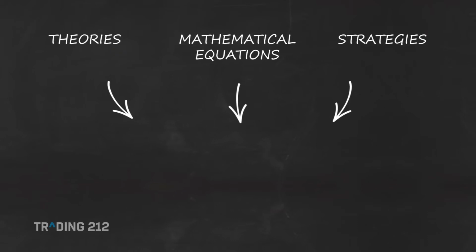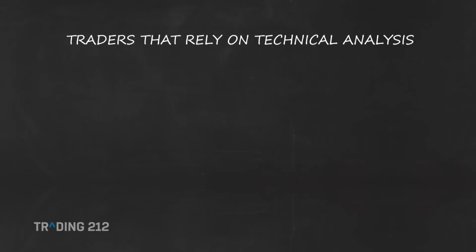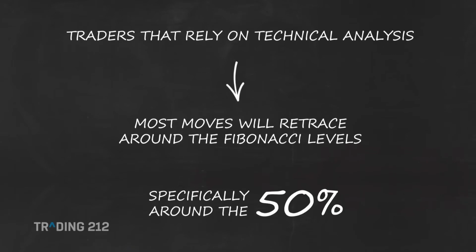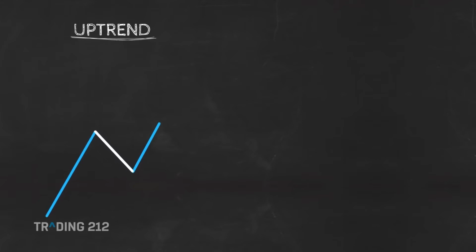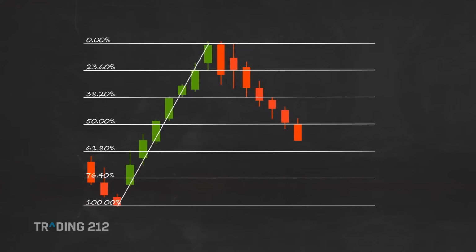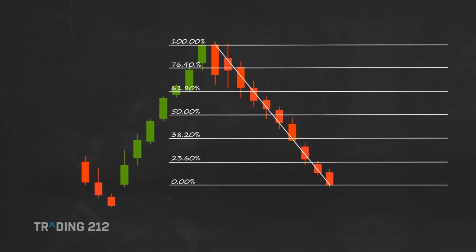There are many theories, mathematical equations, and strategies out there that try to make sense of a market that is largely speculative. However, it is widely accepted among traders that rely on technical analysis that most major moves will retrace around the Fibonacci levels, and more specifically around the 50% level of the move. So in an uptrend, a price will retrace down a certain percentage of the move before continuing its long upward movement. Likewise, in a downward trend, the price will move up a certain percentage before continuing its long-term downward movement. If the price moves beyond the 50% level, it might be a signal a trend reversal is about to happen, and it may be an opportune moment for switching the direction of your next trade.